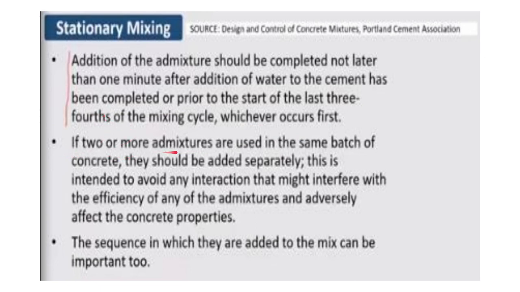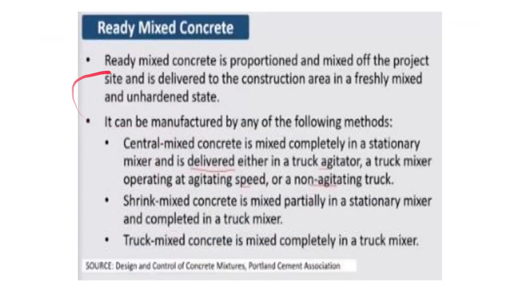If two or more admixtures are used in the same batch of concrete, they should be added separately. This is intended to avoid any interaction that might interfere with the efficiency of any of the admixtures and adversely affect the concrete properties. So these factors need to be kept in mind, so that it does not have any adverse effect. The sequence in which they are added to the mix can be important too. So as we discussed, it is of prime importance.